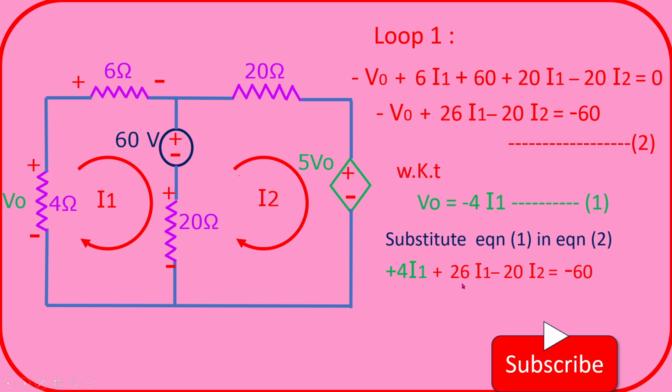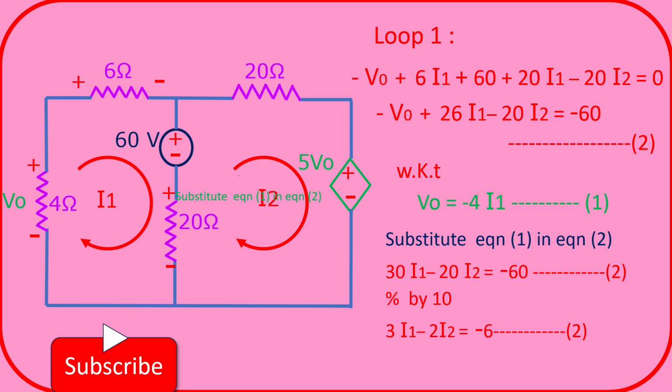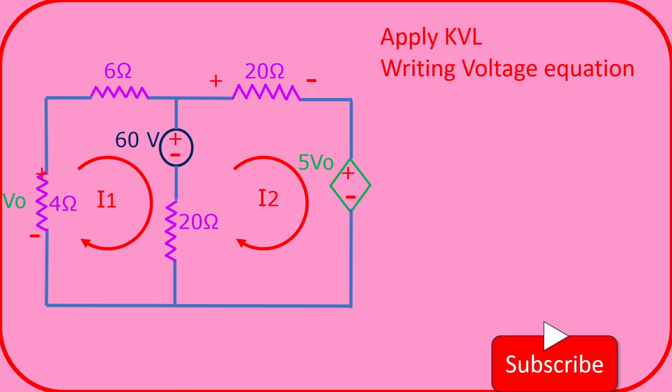Then this 26I1 minus 20I2, that is equal to minus 60. So adding this plus 4I1 plus 26I1, we get this as 30I1 minus 20I2, that is equal to minus 60. So dividing this by 10, we get this as 3I1 minus 2I2, that is equal to minus 6. This is our second equation.